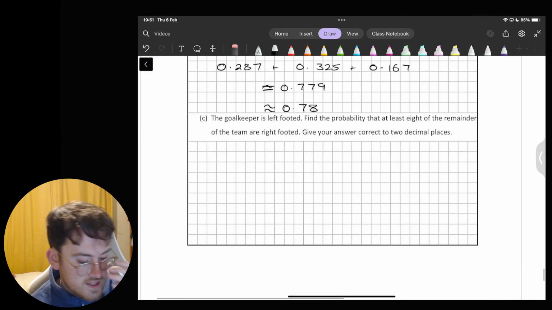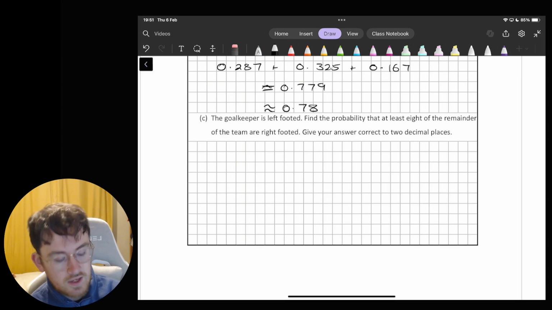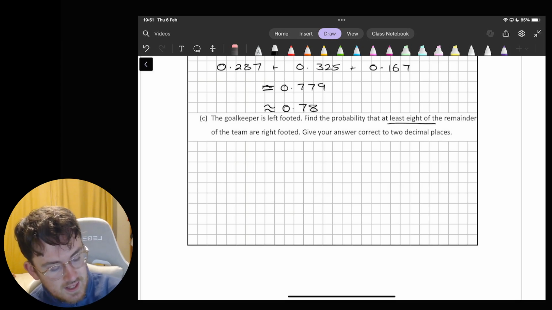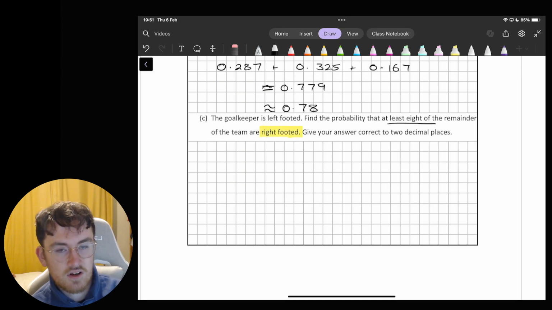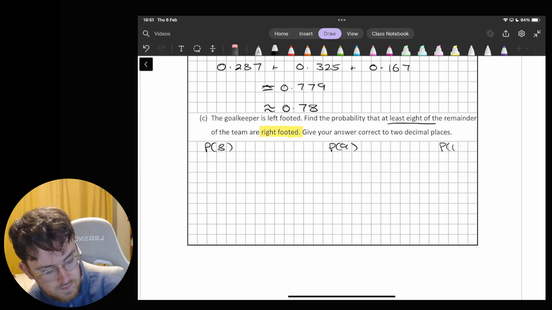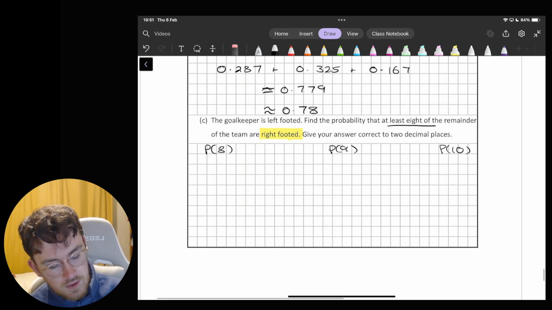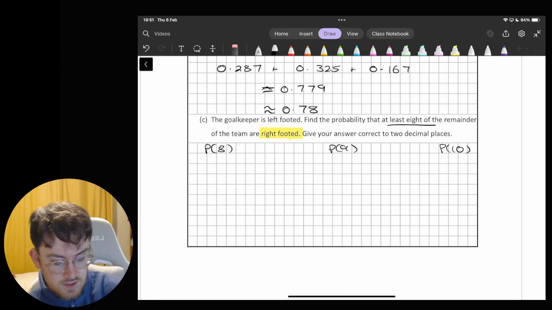The goalkeeper is left-footed. Find the probability that at least 8 of the remainder of the team are right-footed. Okay, they're trying to catch us out here. Well, that's going to be the probability at least 8, so 8, 9, and 10. Okay, the probability of left-footed was 0.15, so right-footed is 0.85.